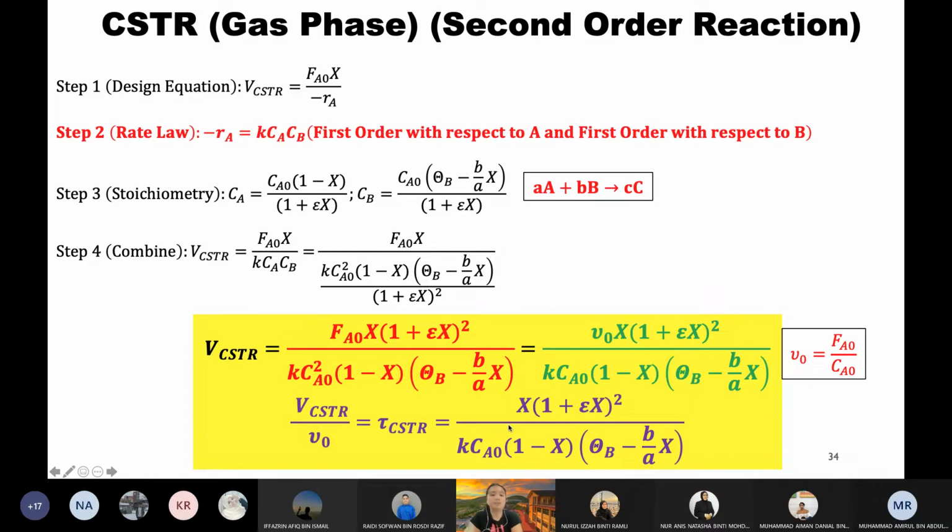Okay, so you realize you have actually already learned 3, 6, 9 times 2, that is 18 equations. What is most important is for you to understand, not to memorize. Most important is that you understand why we have 18 equations first. Second, the unknowns in the data, you know what they mean. What is FA0, what is CA0, what is X, what is theta B, what is epsilon. That is important. Applying the equation is more important than memorizing the equation.